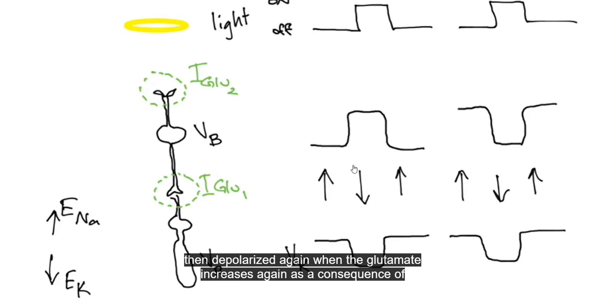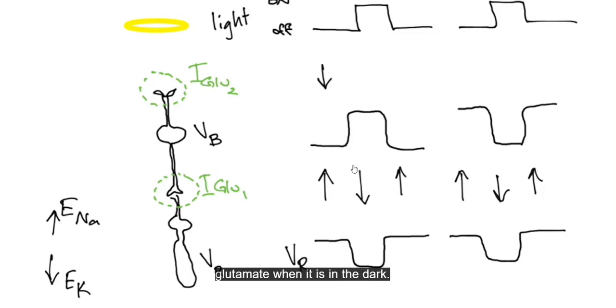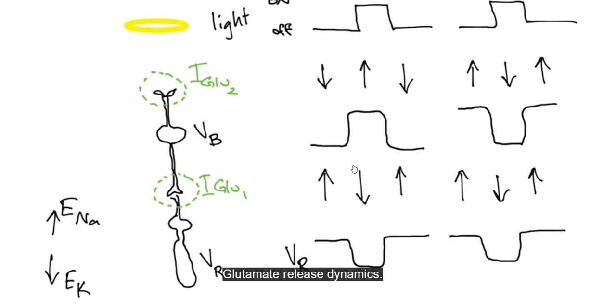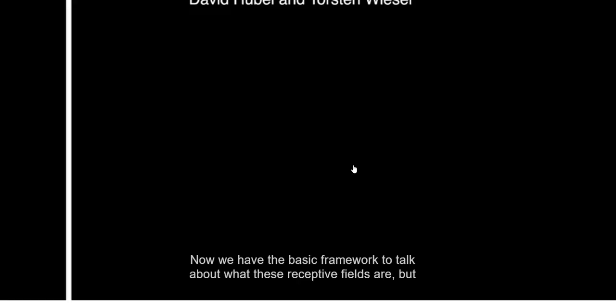As a consequence of these membrane voltages, the on bipolar cell will release relatively low levels of glutamate when it is in the dark. That release will increase when it is in the light, and decrease again when the light turns off. The off bipolar cell will have opposite glutamate release dynamics because of the difference in the off bipolar cell membrane potential.